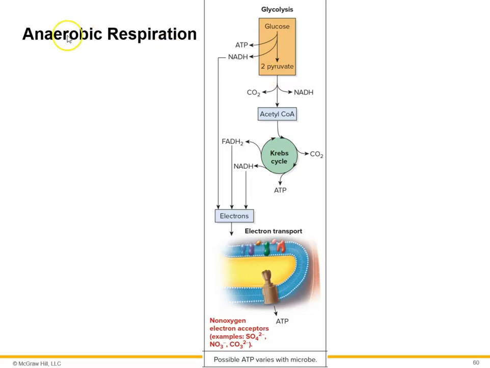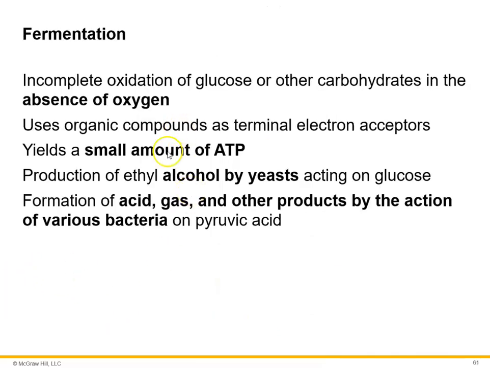All right, and here it is, just showing you anaerobic respiration. You have glycolysis, you have the Krebs cycle, you have electron transport. And remember, these electrons are going to get shuttled down the electron transport system, and they're going to go to a non-oxygen electron acceptor. Okay, a little bit about fermentation. This is going to be the incomplete oxidation of a nutrient molecule, such as glucose, without the use of oxygen. Fermentation is essentially only going to go through the glycolysis step.